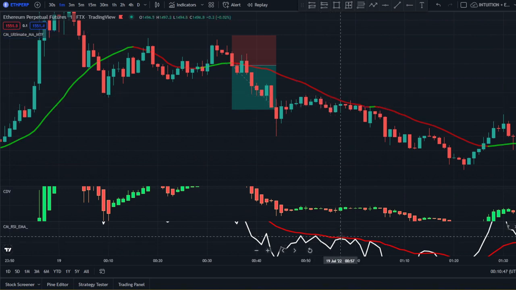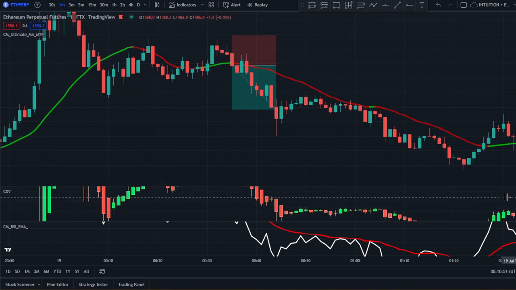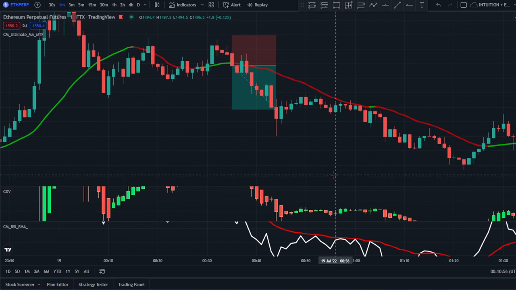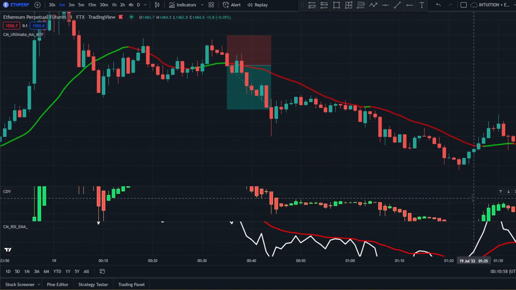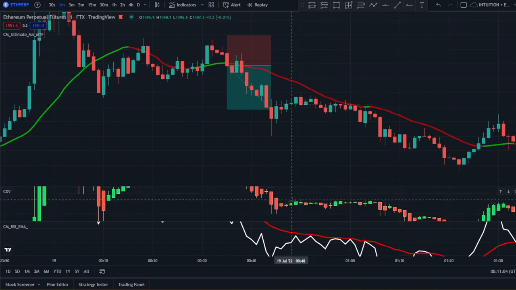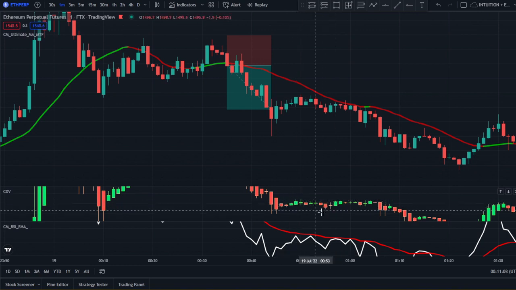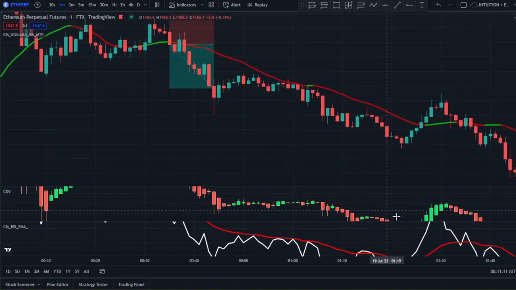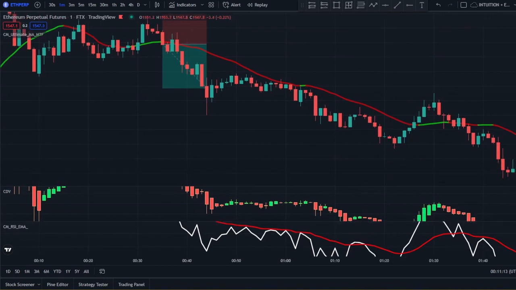So we have one confluence, two confluence, but if we look at the CDV indicator, you can see that it is a mix of green and red candles. And what does that mean for us? It means that currently the buyers and sellers are in a battle and there's not really a clear direction, and these are the type of trades that you want to avoid, where there's green, red. So you want to avoid this type of action. But nevertheless, let's look for the next trade.